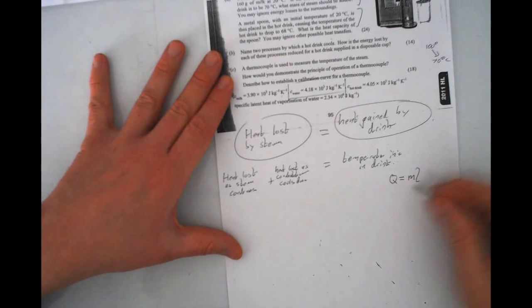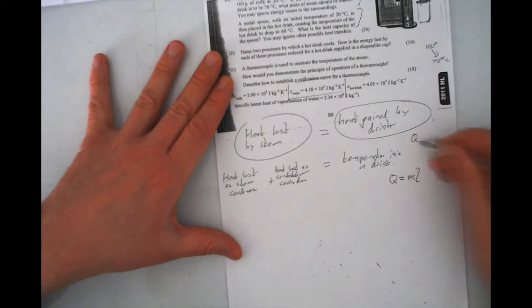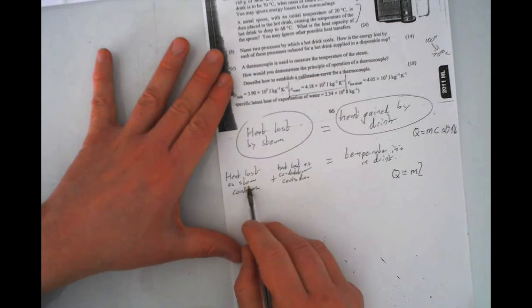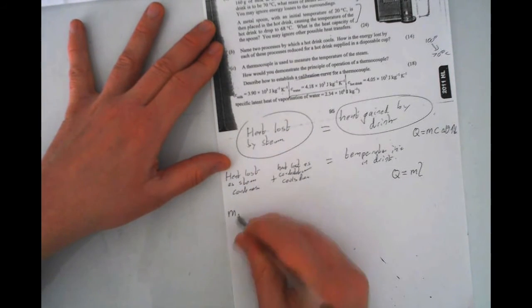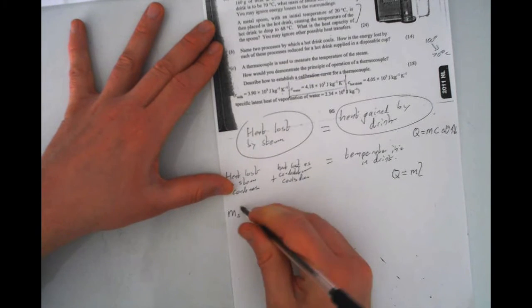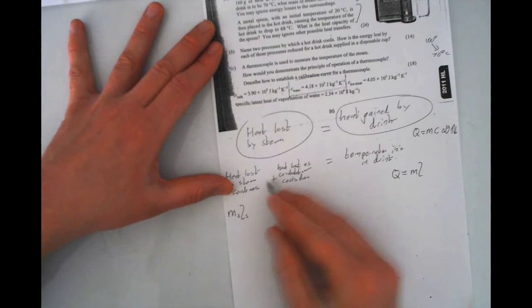The other equation we're going to need is that if something changes temperature, the heat needed to do that is equal to the mass of whatever you're talking about times its specific heat capacity, times the change in temperature, which can be either up or down. So heat lost by the steam as it condenses, well, that's the mass of steam, I'm going to use a little S subscript for steam, times the latent heat of vaporization of steam. That's the first one. That's given in the question.